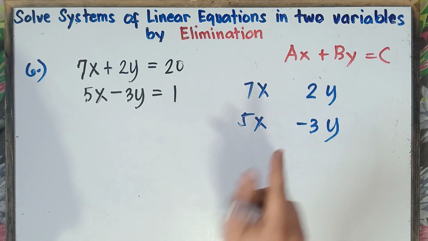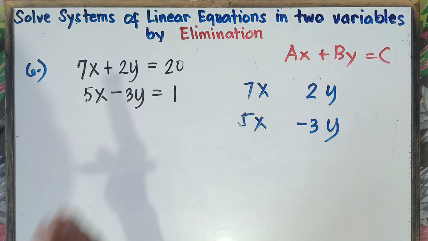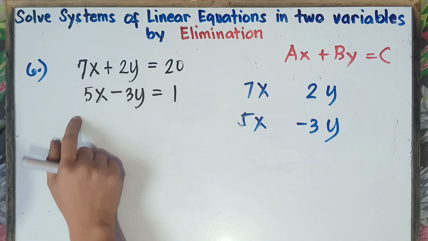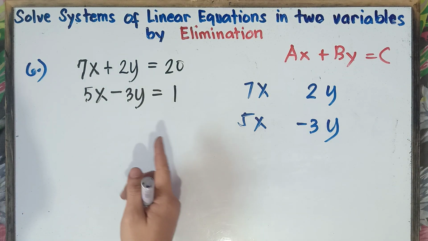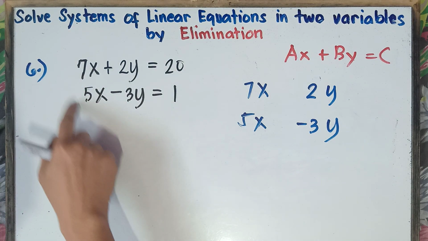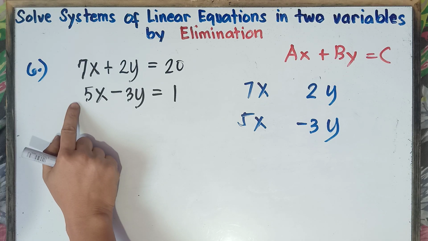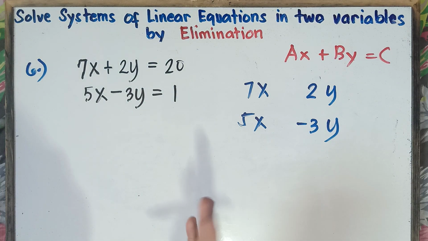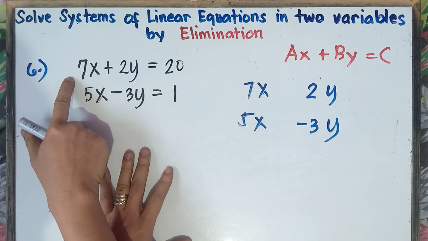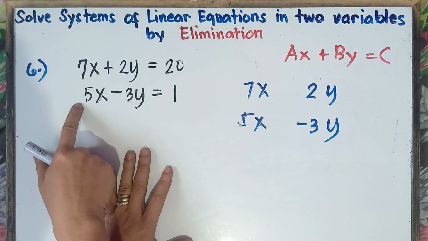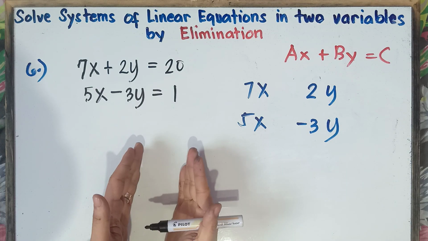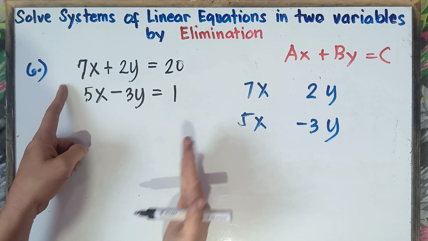Now, in this scenario, class, if you want to eliminate x, you need to find the LCM of 7 and 5. You think it this way, class. You find the least number in which that number can be divided by 7 and that number can be divided by 5. That's the LCM, class. The least number that is divisible by 7 and divisible by 5.